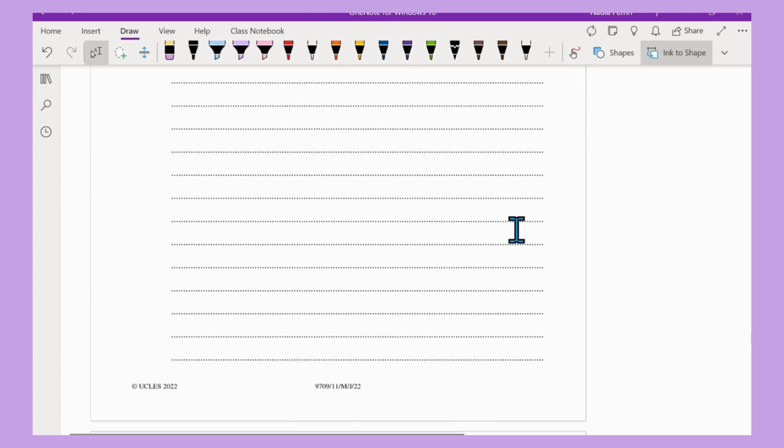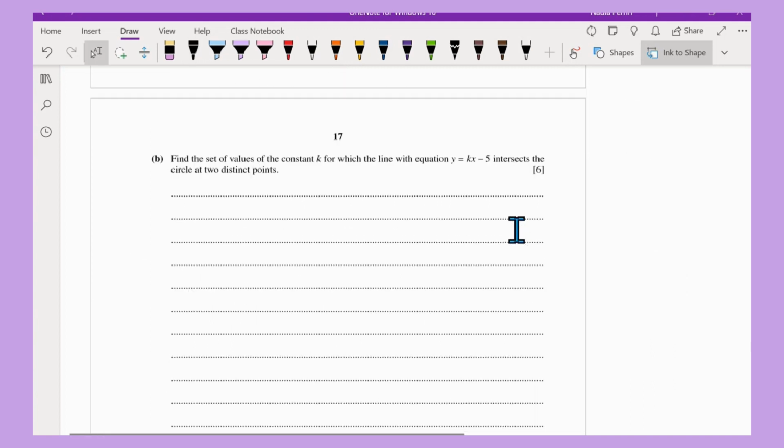All right, the next part of this question is then taking that same equation, but this time we're wanting to know the set of values for which the line intersects the circle at 2 distinct points. Hopefully you're thinking, I think this has got something to do with the b squared minus 4ac, and that would have to be greater than 0. When we see intersects, that means we should be doing simultaneous equations.